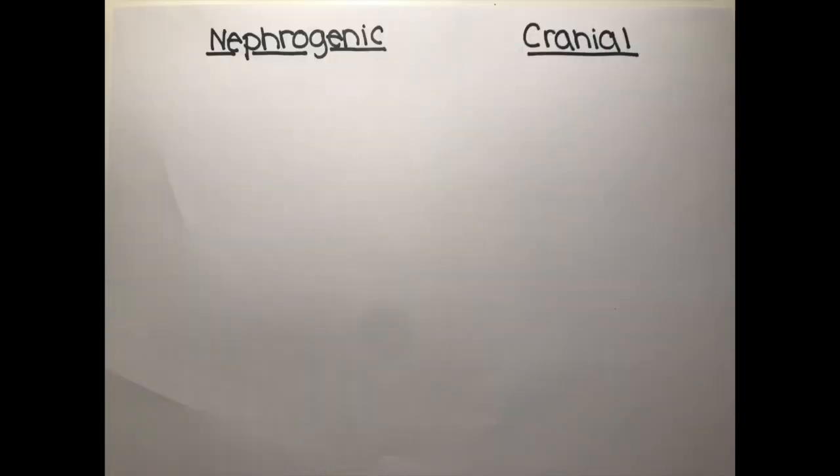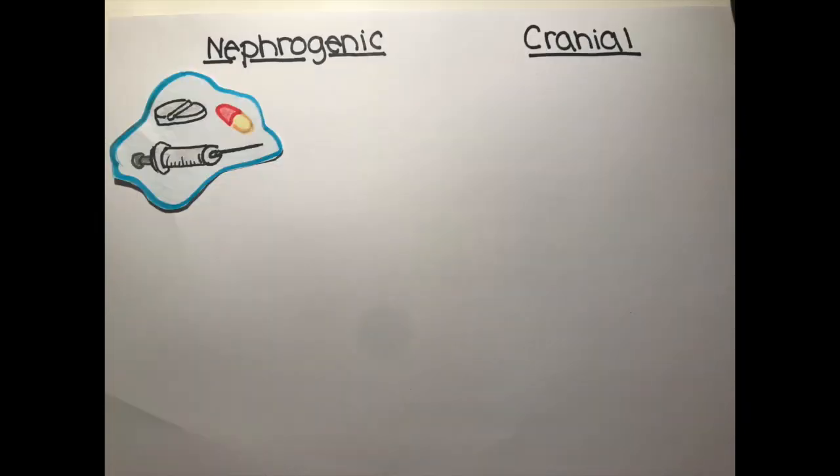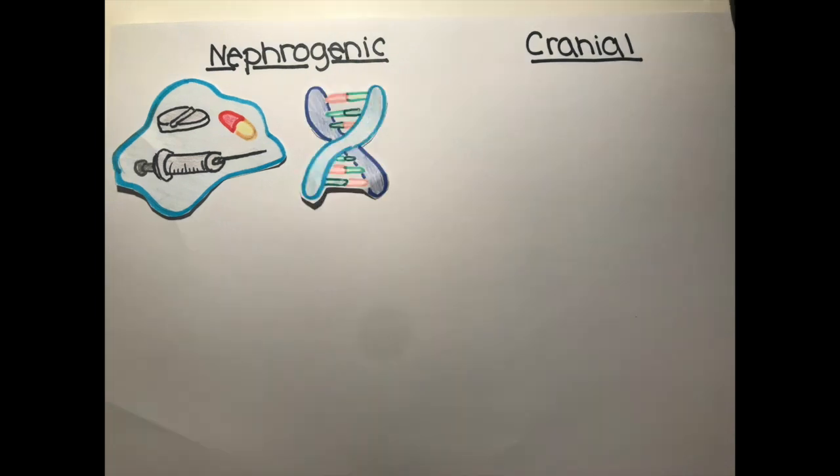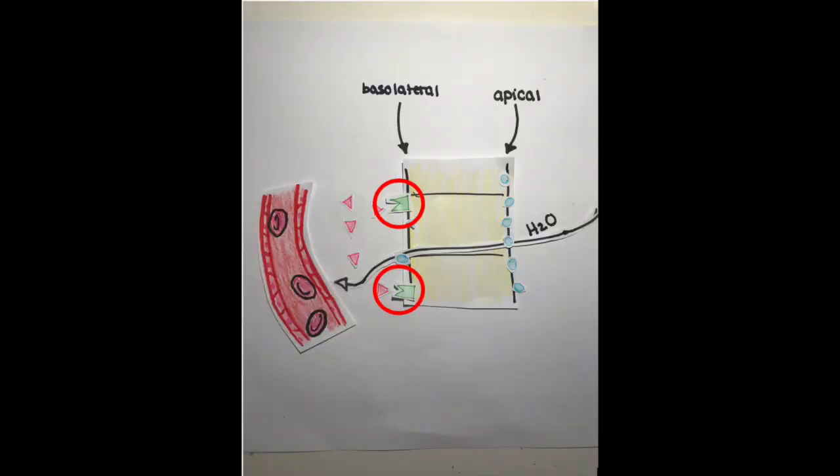Risk factors. The risk factors for nephrogenic. The first risk factor is drugs, such as lithium. They can have a negative effect on the kidneys, such as desensitizing the kidney's ability to respond to ADH. The second risk factor is a genetic abnormality, a mutation in the AVPR2 gene on the X chromosome. It affects the V2 receptors that bind ADH.